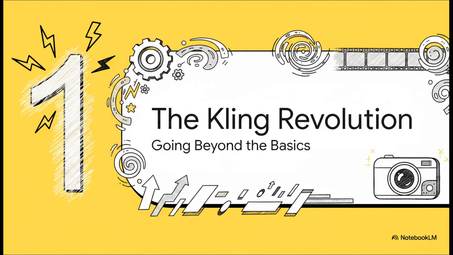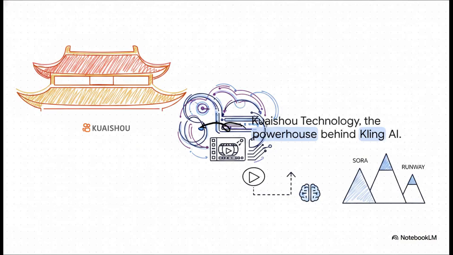All right, Section 1, the Kling revolution. Let's go beyond the basics. So, who is actually behind the curtain here? It's a company called Kaise Technology. They're a massive tech and social media giant based in China, literally boasting hundreds of millions of daily active users. And they have poured their incredibly deep resources into Kling AI to directly rival and, honestly, in many benchmark tests, totally surpass tools like Sora and Runway. This isn't just some small startup experimenting in a garage. This is a heavy-hitting powerhouse that is completely redefining the professional AI video workflow.